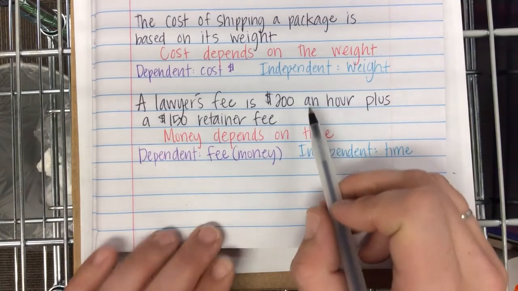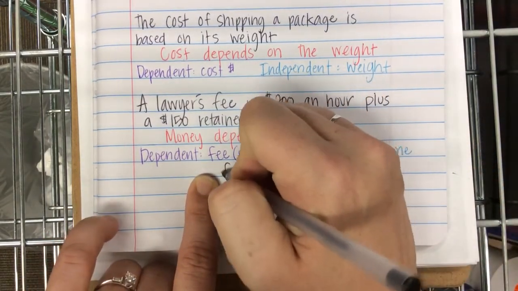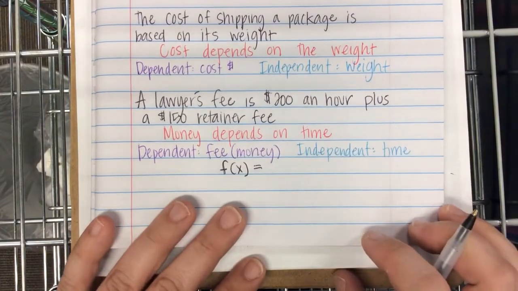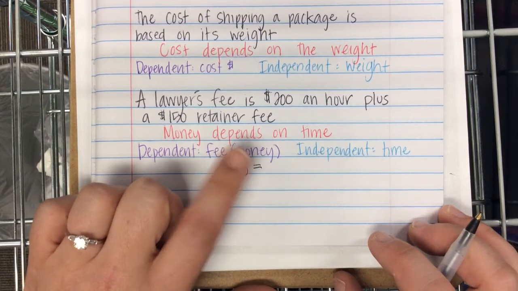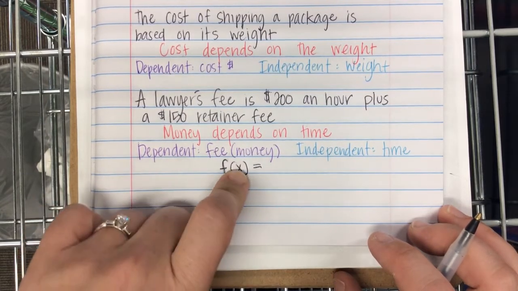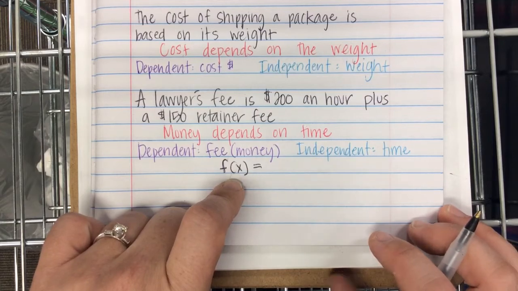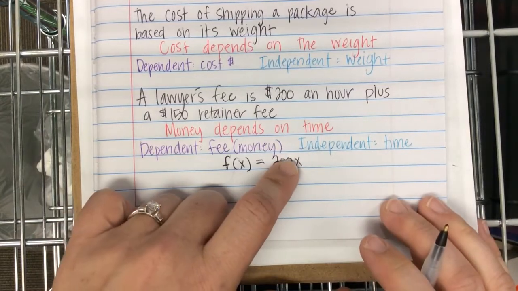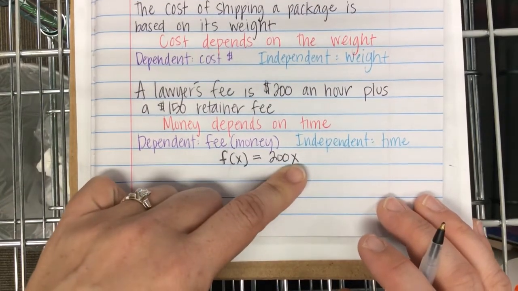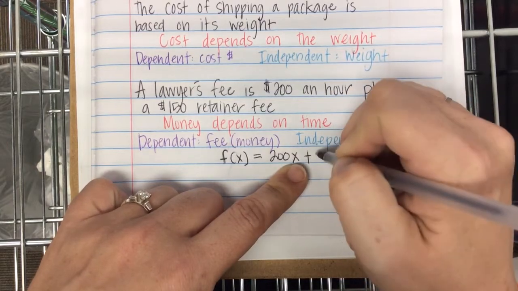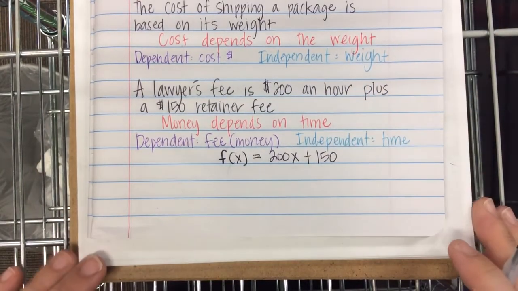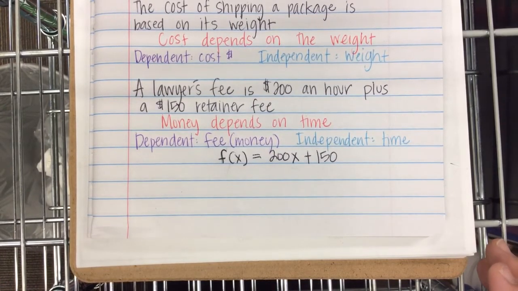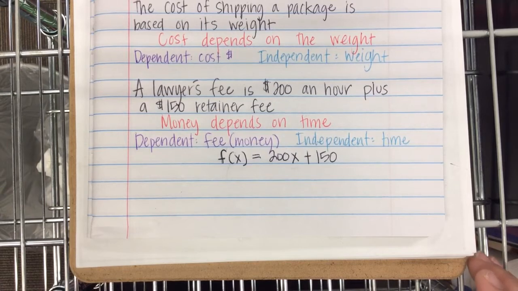Can you write an equation for this? Probably. If I say the function of x, what's the function of x? What's my money going to equal? How do I figure out how much money I'm spending? $200 per hour. So $200 times the number of hours, plus $150. It means that I reserve their time. So I'm saying, hey, I'm going to use you. Please don't take another client.